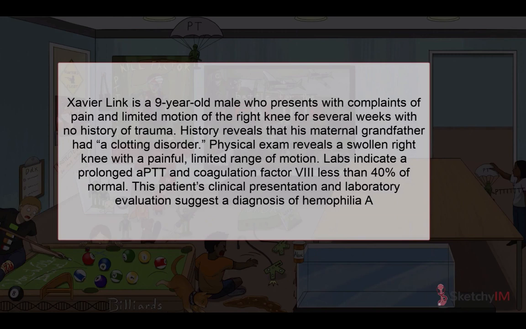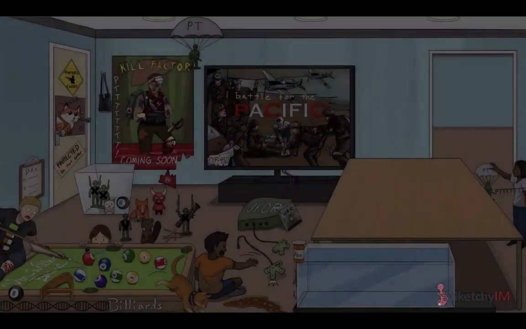Physical exam reveals a swollen right knee with a painful, limited range of motion. Labs indicate a prolonged APTT and coagulation factor 8 less than 40% of normal. This patient's clinical presentation and laboratory evaluation suggested diagnosis of hemophilia A.